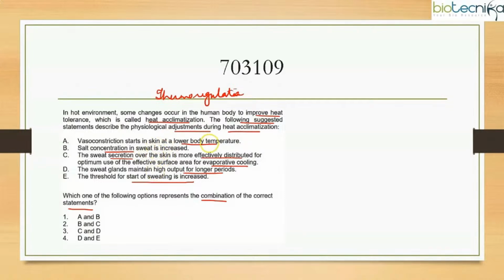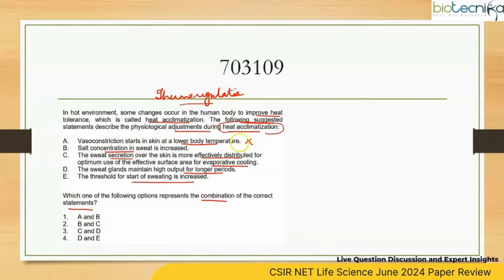So you have to think about what all changes occur during heat acclimatization. In the morning session also we saw a similar question from thermoregulation. So definitely when heat acclimatization has to take place, there should not be vasoconstriction, right? It should be vasodilation. So A is not correct. What about B? Salt concentration in sweat is increased? No, salt concentration will not be increased, right? Because if salt concentration increases, there will be more and more water loss, so dehydration might occur. So B is also incorrect.